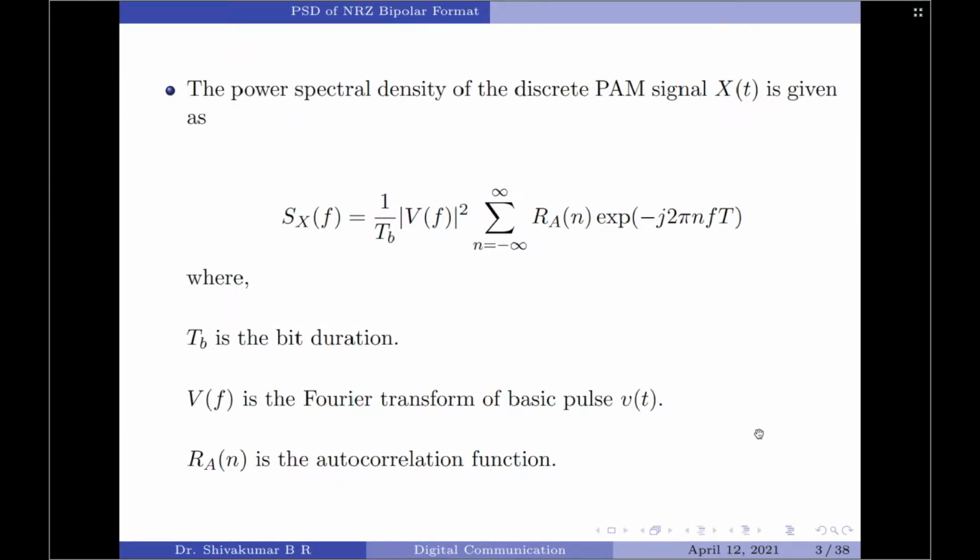The power spectral density of a discrete PAM signal x of t is given by the formula Sx of f equals 1 by TB magnitude square of V of f summation n varying from minus infinity to plus infinity Ra of n into exponential of minus j 2 pi n f TB, where TB is the bit duration, V of f is the Fourier transform of the basic pulse V of t, and lastly Ra of n represents the autocorrelation function of the input signal x of t.